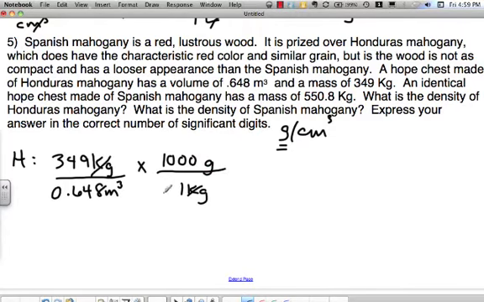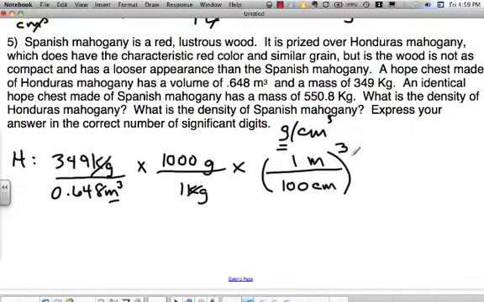Now this. Meters to centimeters. We're dealing with cubic. Focus on the basic unit here. I want to get rid of meters. It needs to be on top. Centimeters needs to be on the bottom. Centimeter is smaller. They are 2 powers of 10 apart. 100 centimeters in a meter, and then because we're dealing with cubic, I'm going to cube that. And now my meters cubed goes away, and I'm going to end up with grams per centimeters cubed.